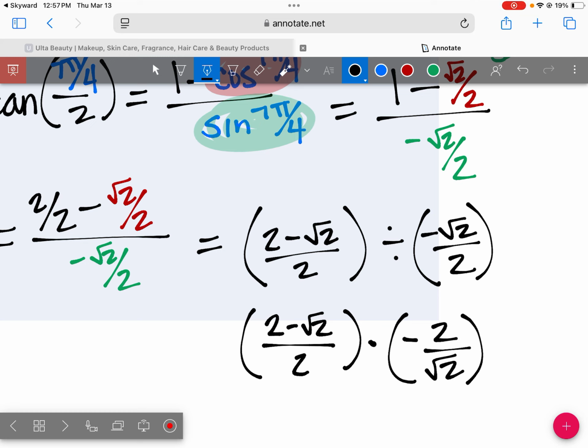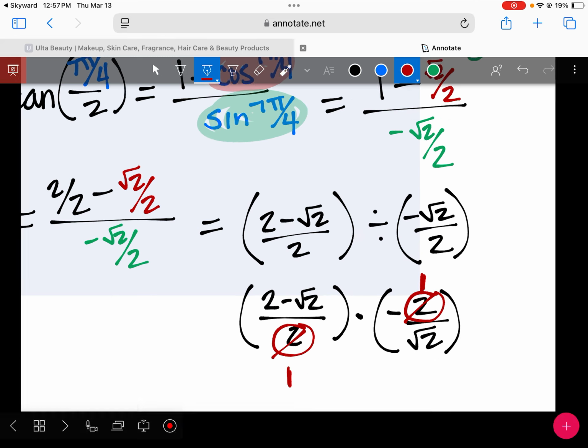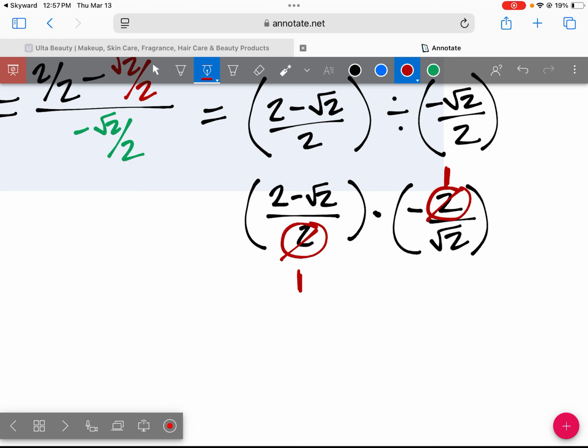Now at this point, we have to multiply across, but when you're multiplying, I recommend you simplify first. Both of these numbers at a diagonal can be divided by 2, which would make this a 1, and it would make this a 1. So I cross simplified first, and now we are ready to multiply.